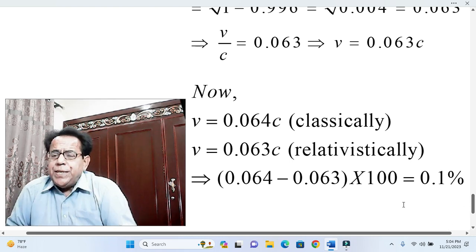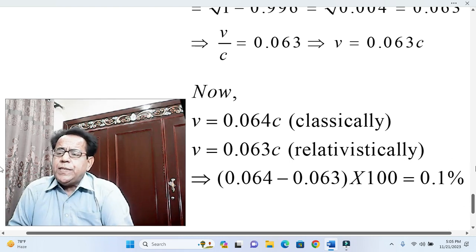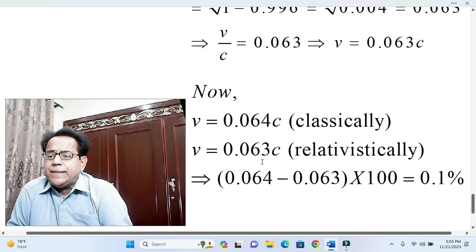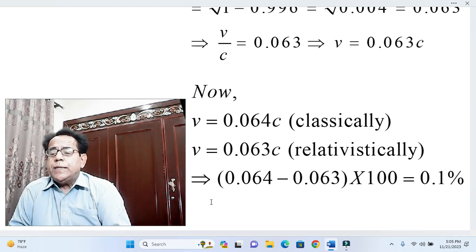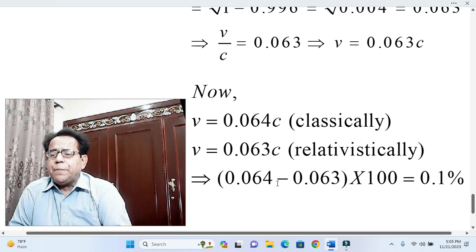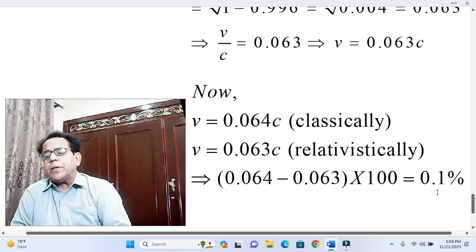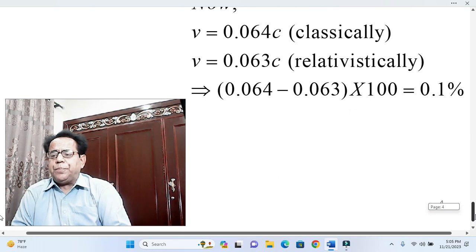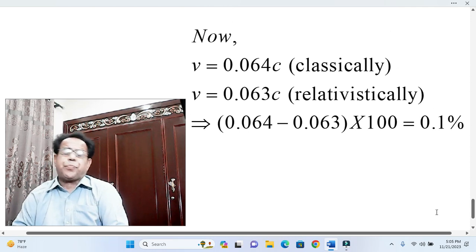Now v equal to 0.064c classically, while v equal to 0.063c relativistically. This implies that this minus this, multiplied by 100, is equal to 0.1%. Okay, so 0.1% is our answer, our solution of the problem.